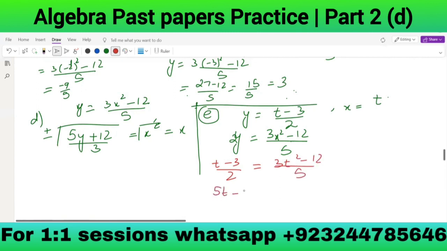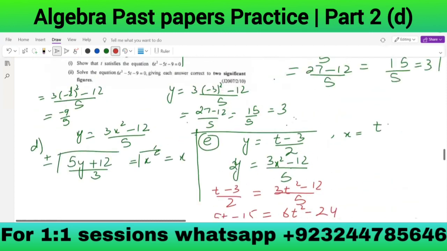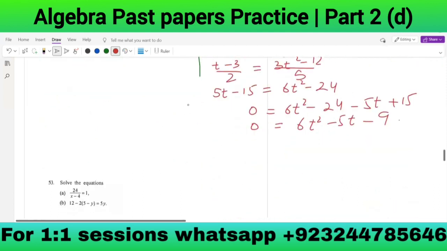So 5t minus 15 is equal to 6t square minus 24, which will give you 0 is equal to 6t square minus 24 minus 5t plus 15. So 0 is equal to 6t square minus 5t minus 9. So in this way, we get our answer by putting the values of t. Okay, what is the next part? Solve the equation to get the correct answer. So now let's solve this equation over here.